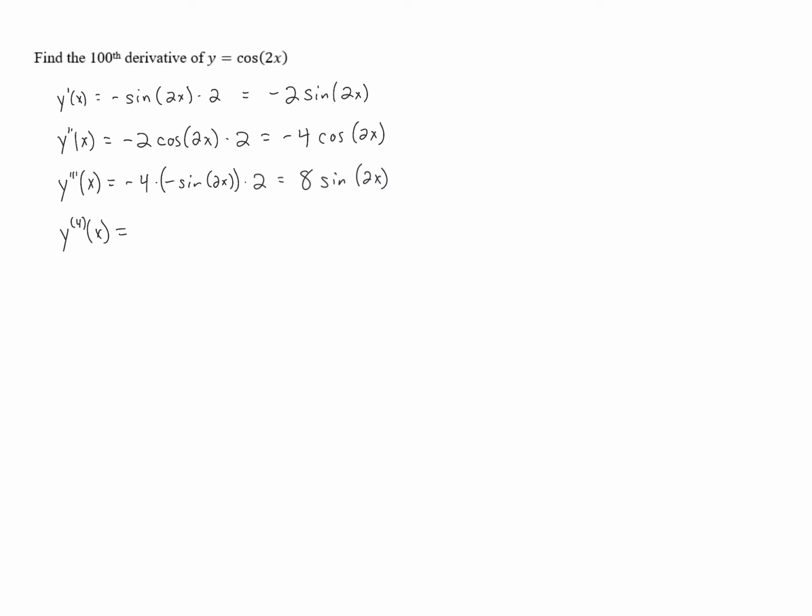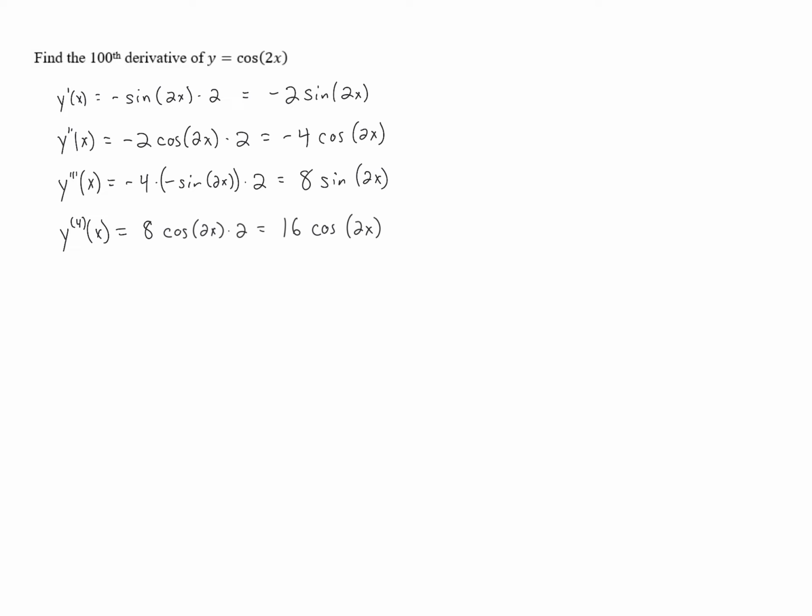You might already be seeing what's going on, but the more we have, the easier the patterns are to see. So let's do one more. The 8 goes out front, and then we've got to differentiate sine of 2x. The derivative of sine of u is cosine of u, so it's going to be cosine of 2x, times the derivative of the inside gives us another 2, so that's going to be 16 cosine of 2x.